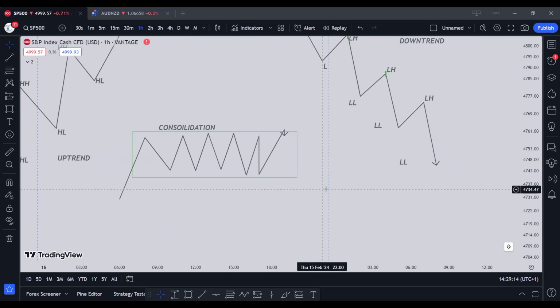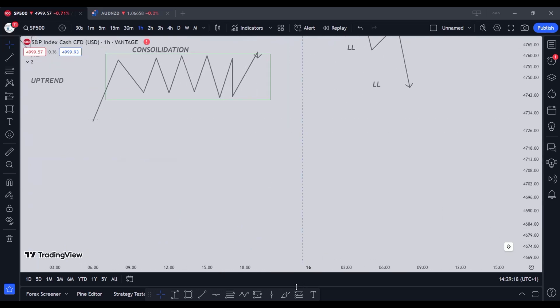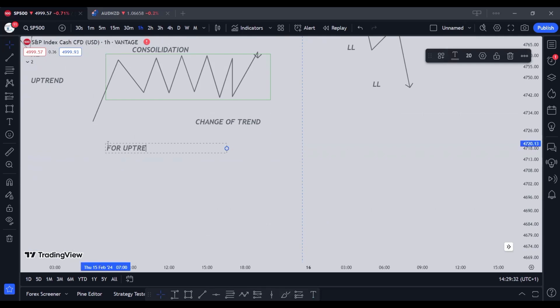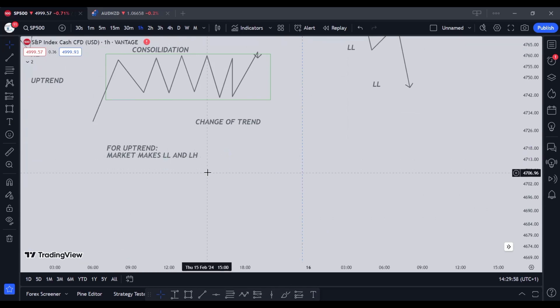That is a very important question. My first change of trend in an uptrend: the market is in an uptrend, right? For that trend to change, the market makes lower low and lower high. If the market can make lower low and lower high, that should be your first signal that the market is about to change from uptrend.